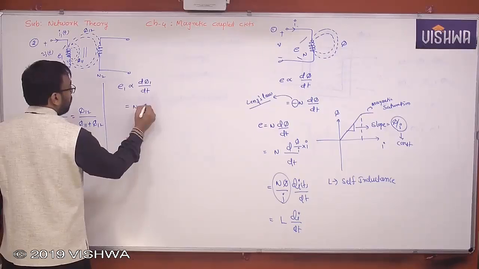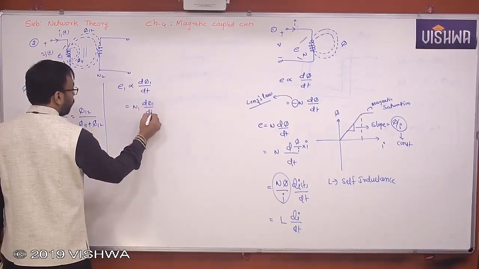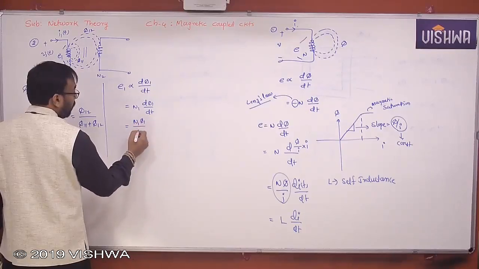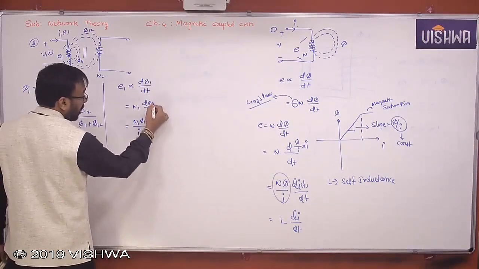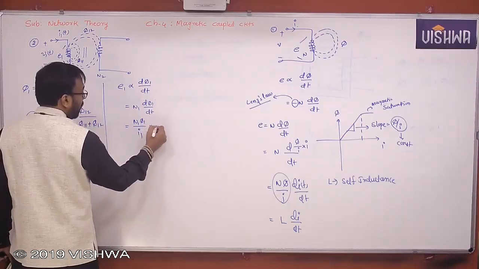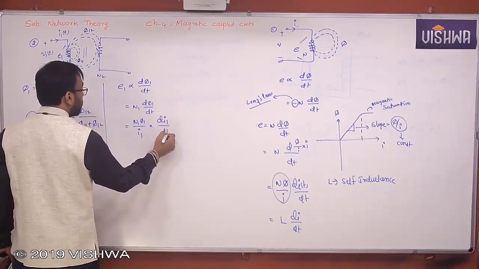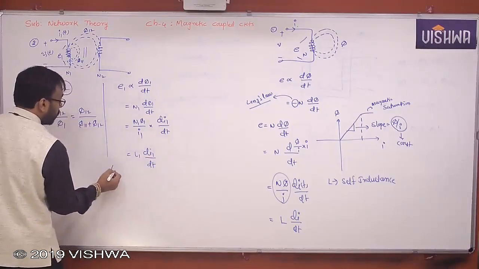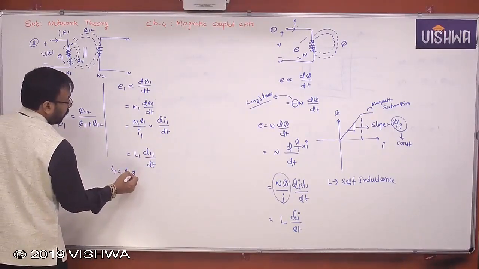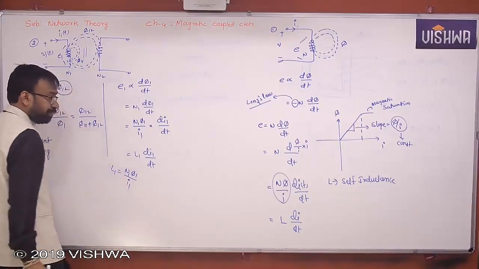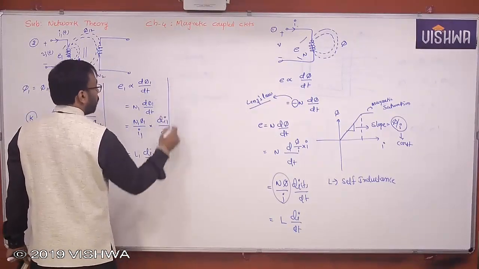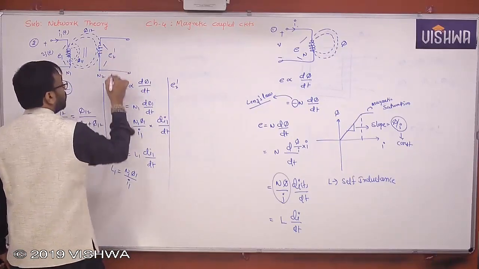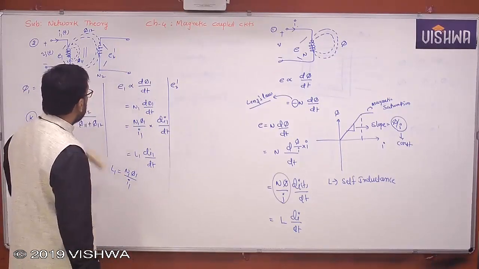So N1 d phi1 by dt, and finally according to that concept, N1 phi1 by I1, yes or no? Because you can multiply and divide by I1, and finally you got dI1 by dt, isn't it? So L1 dI1 by dt, where L1 is equal to N1 phi1 by I1. But now let us proceed with E2 dash. What is the E2 dash here? EMF induced in the secondary coil due to the current flowing through the primary coil.